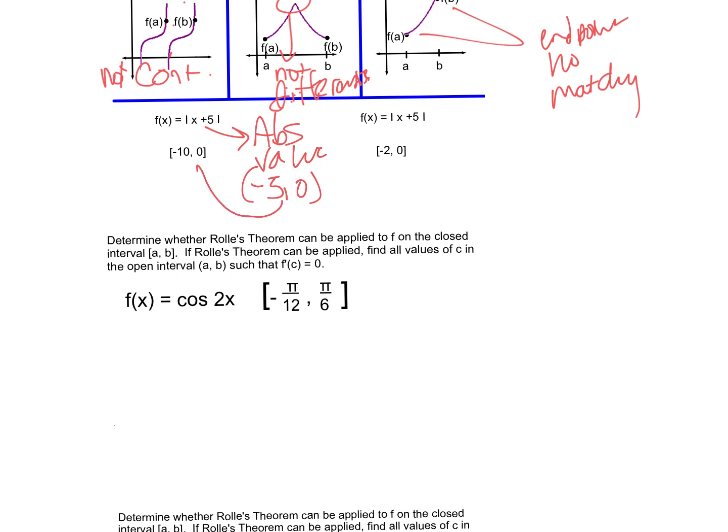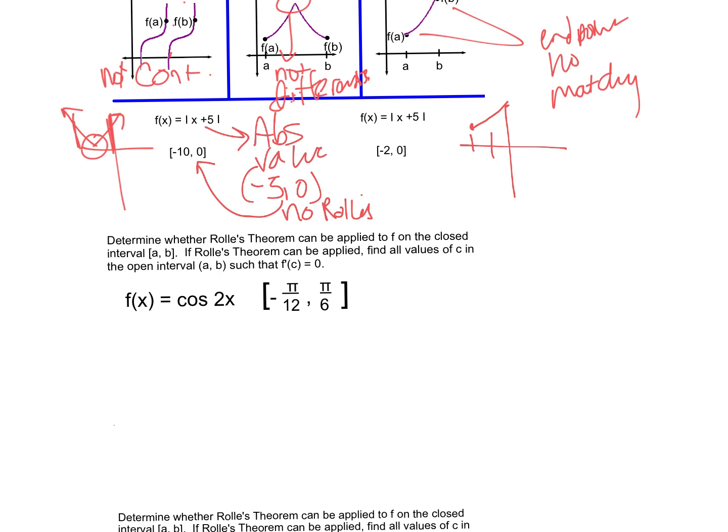Because the vertex is in this interval, we cannot use Rolle's because we can't take the derivative of an absolute value function. Because my graph looks like that, and if I'm only going between -10 and 0, it's really just this part, my derivative doesn't exist there. So I can't use Rolle's because it's not differentiable. The difference is if I graph this one, I'm only graphing it between -2 and 0, so this function is going to look more like a line. So I could use MVT.